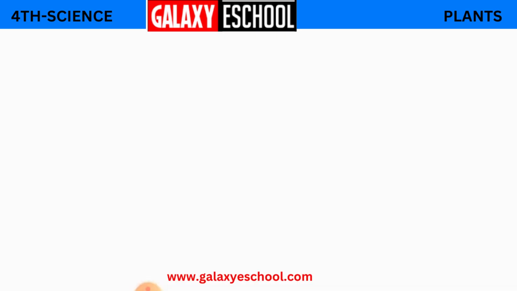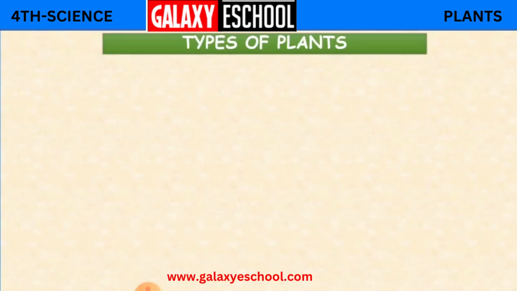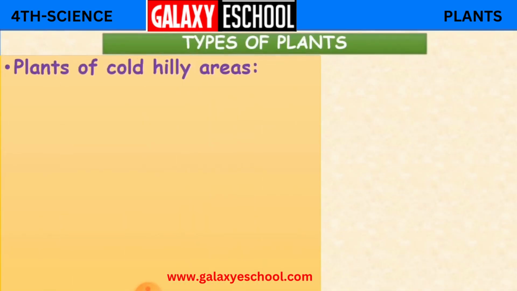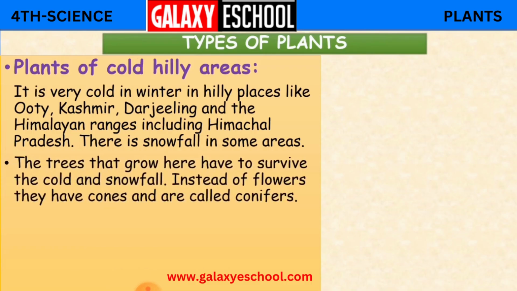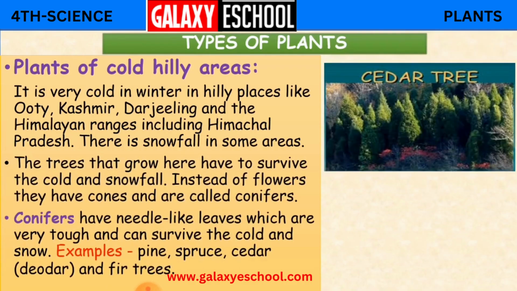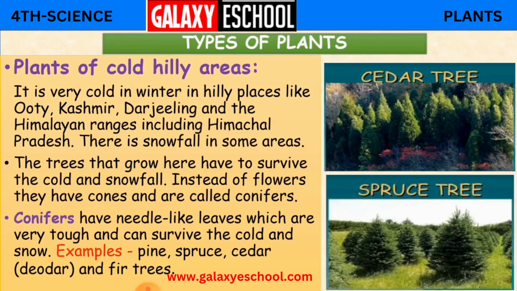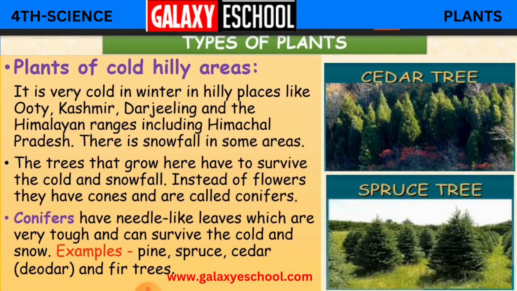Now, what are the types of plants? One is terrestrial plants, and as we said we have different plants. So we'll see plants of cold hilly areas. See, children, if you go to mountain areas or hill areas, the climate will be cool. And here also we'll have plants. As you see in the diagram here, even hilly areas have plants.